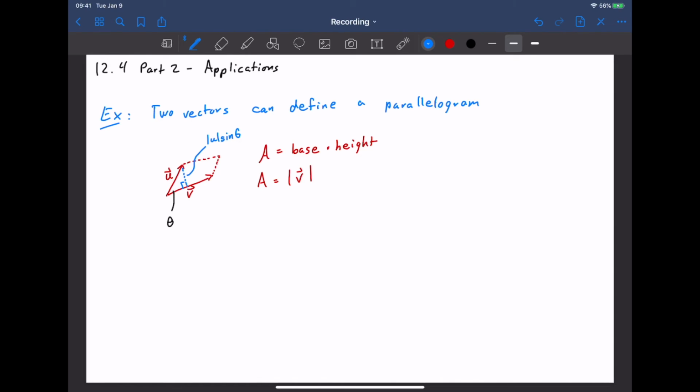Ooh, right? That should speak to you. If it doesn't, all I'm saying is the sine of theta should be that blue side divided by the hypotenuse. And then the blue side would have to be the magnitude of u, the hypotenuse, times the sine. I forgot an arrow there. Be careful. So the height there is the magnitude of u sine theta.